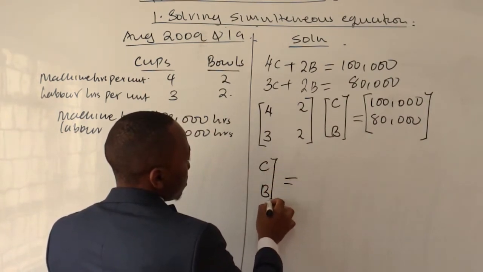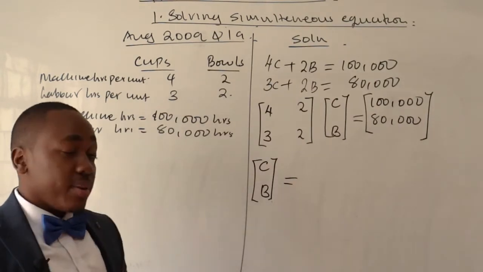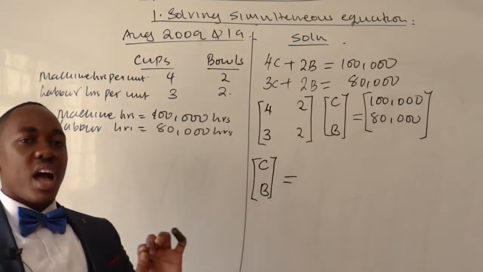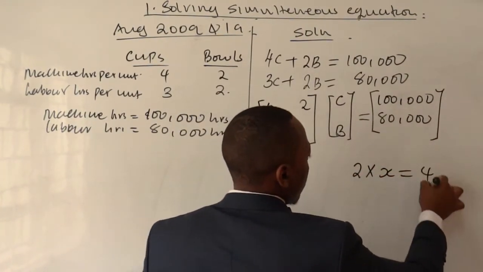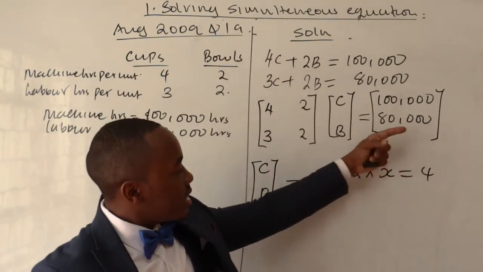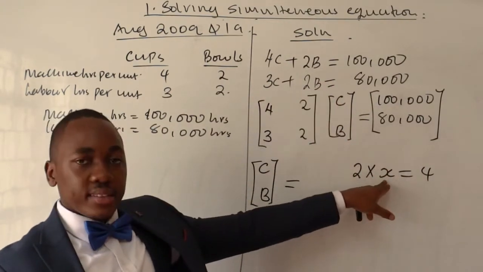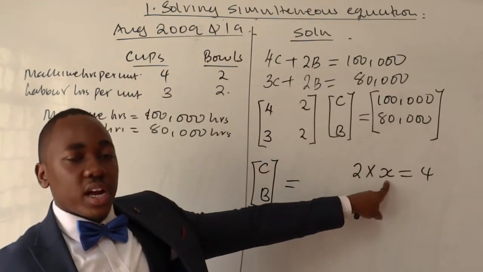To get cups and bowls equals, now this is what we do. Let me give you an illustration. If you have 2 times x equals 4, this is what you have in here: this one times that one gives you that. So these are known, and cups and bowls is our x. If you have 2 times x equals 4, how can you get x?